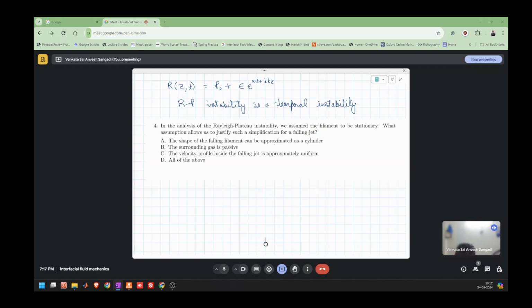In the analysis of the Rayleigh-Plateau instability, we assumed the filament to be stationary. What assumption allows us to justify such a simplification for a falling jet? The shape of the falling filament can be approximated as a cylinder. The surrounding gas is passive. The velocity profile inside the falling jet is approximately uniform.